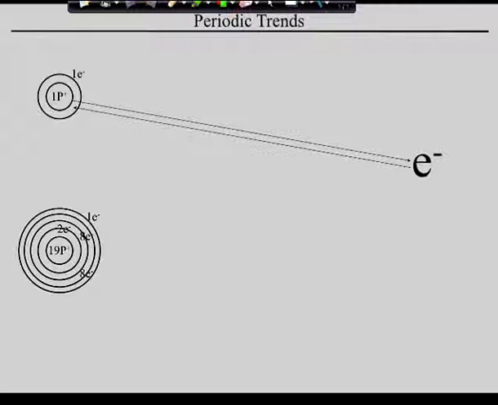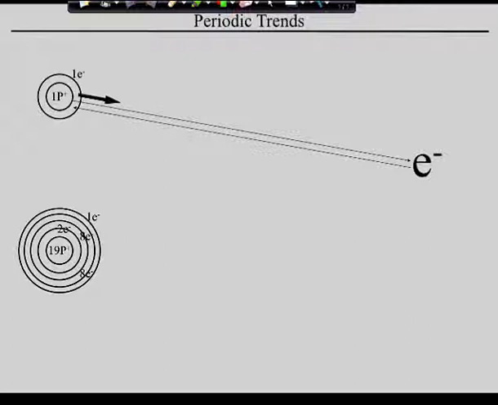Now, here's the thing though. That's not the end of the story, because all the while this proton is pulling that electron in, what is this electron doing? Going, you ain't coming over here. And what do we call that? Shielding. Get it? This is the repulsion of the electrons around the nucleus.